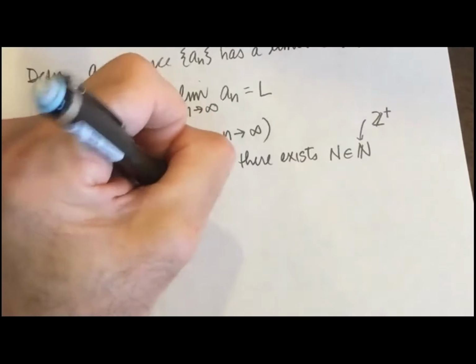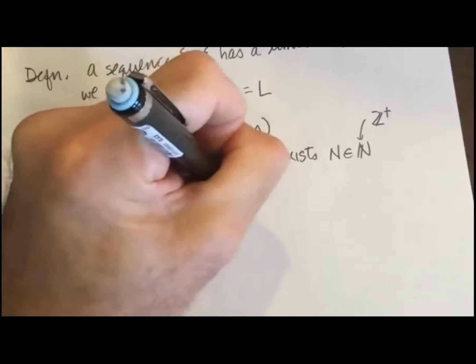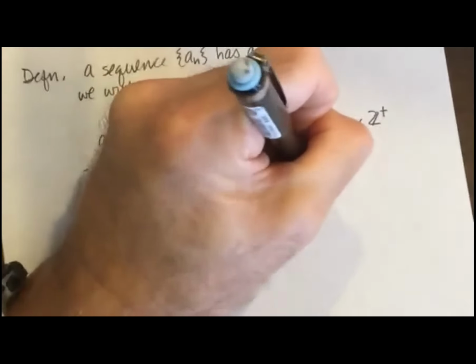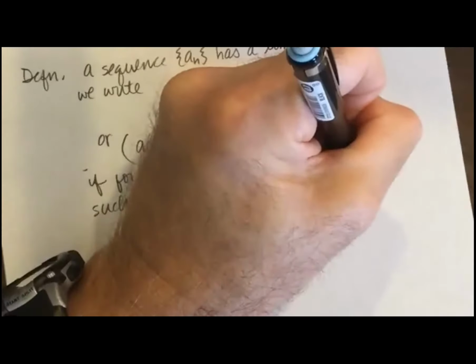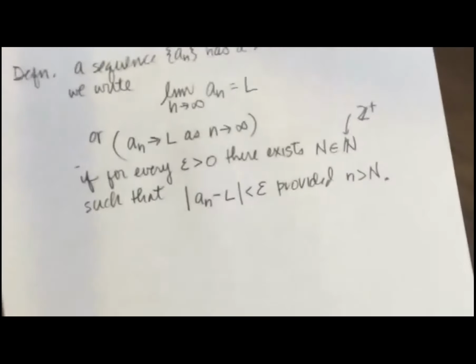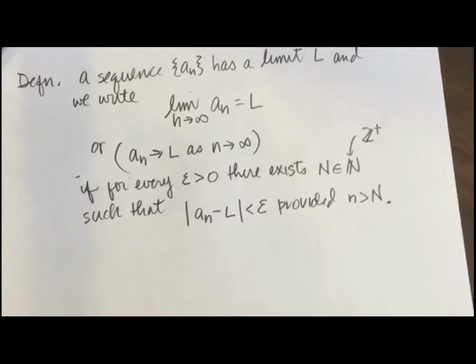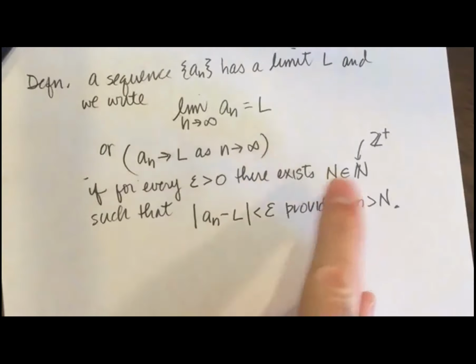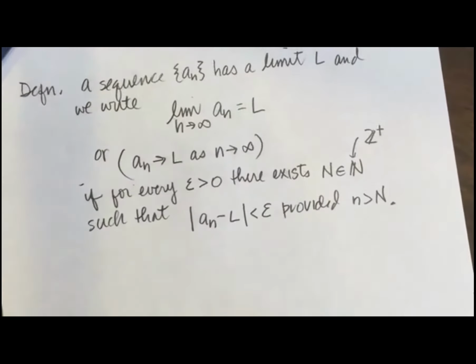the distance between the value in the sequence and the limit is less than epsilon, provided our number is bigger than this number that we picked, N. In other words, we do an epsilon delta proof, except in this case, we don't have a delta. We just have some big number. So we sometimes call it an epsilon N proof, if you like.